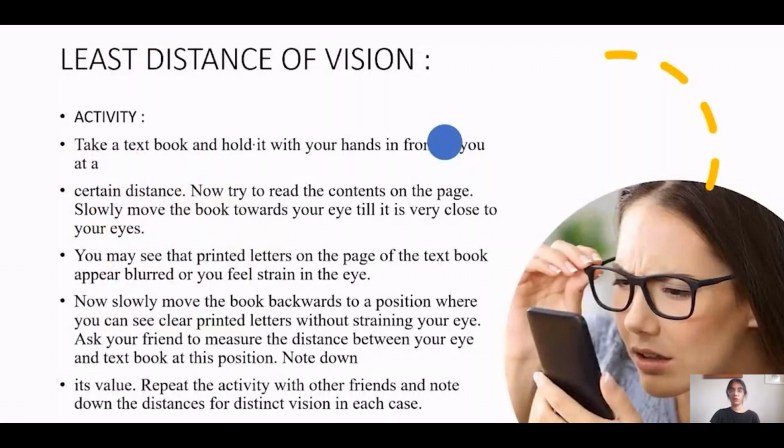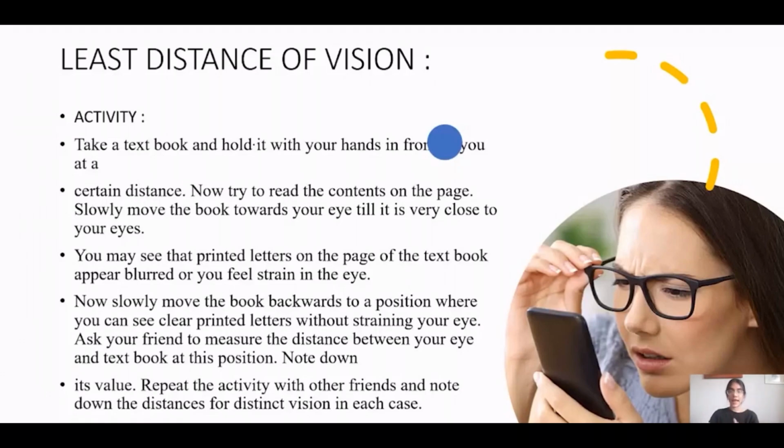Now let's talk about the least distance of vision. What do you mean by least? The smallest distance of vision. It means the minimum distance at which, when you keep an object, your eye can see it clearly. That is your least distance of vision. If you bring the object any closer than that distance, the object will become blurry and you will not be able to see the image of the object.